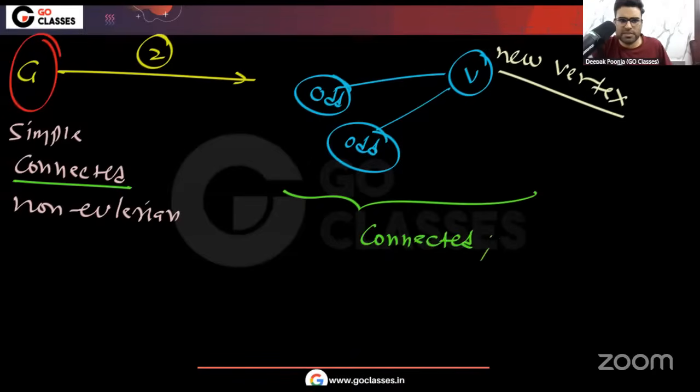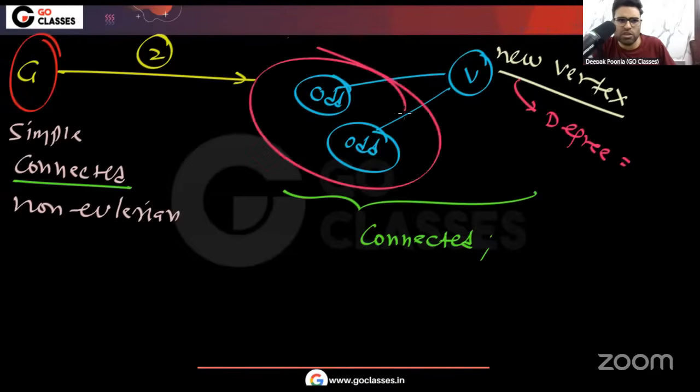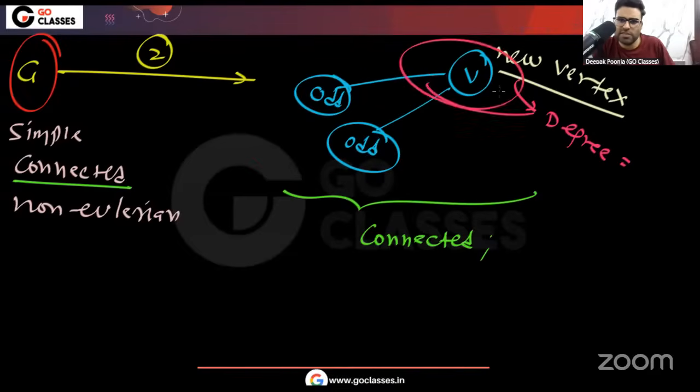Okay, very simple. And you tell me, for this new vertex, what will be the degree? Because we are making it adjacent to all the odd degree vertices of G. How many odd degree vertices does G have? The number of odd degree vertices in any undirected graph is always even. Yes or no? So you can see in this G, the number of odd degree vertices is even. And this new vertex, I am making it adjacent to all the odd degree vertices of G. So definitely this new vertex's degree will be even.